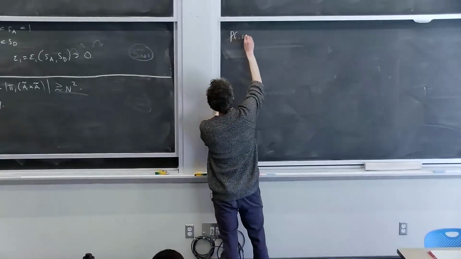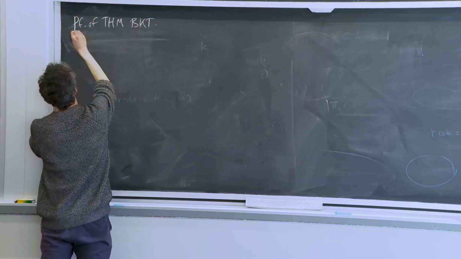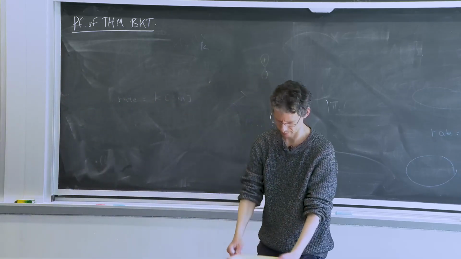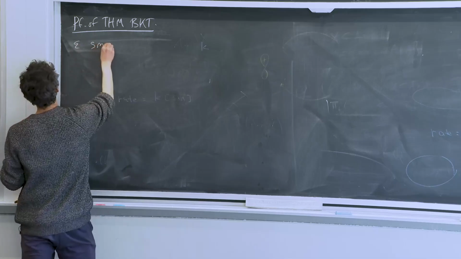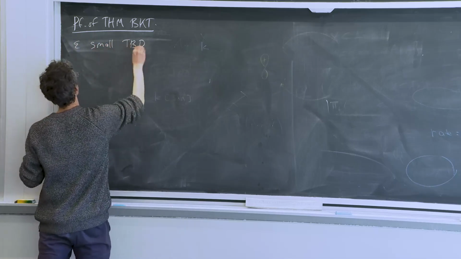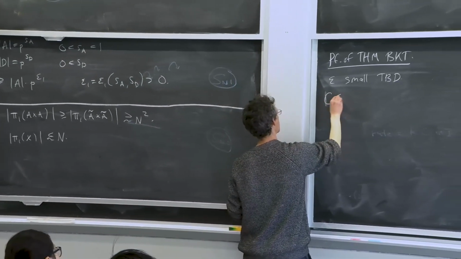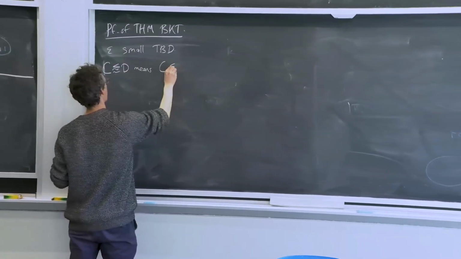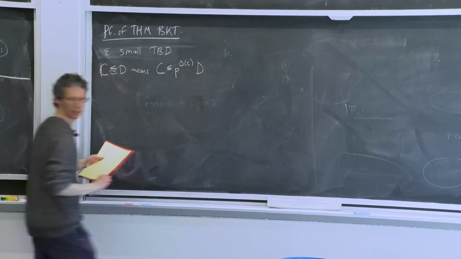All right, so let's do the proof of the Bourgain-Katz-Tao projection theorem. Let's say epsilon is small, to be decided. We're going to prove there's some small epsilon where this is true. I'm going to write c ≲~ d, which means that c is less than p to the big O of epsilon times d.